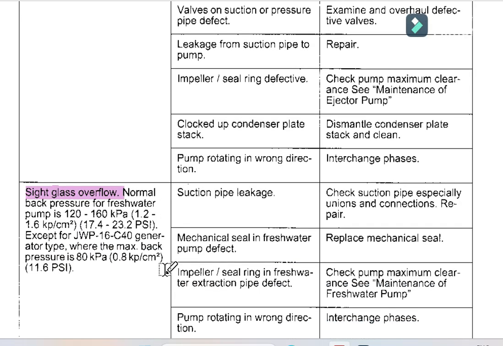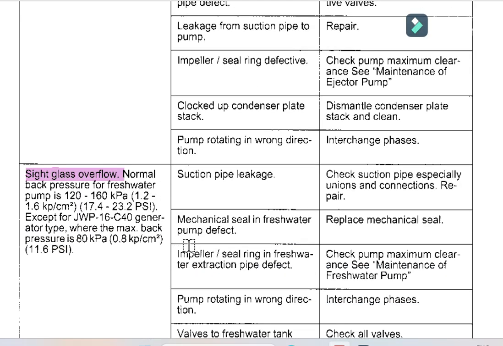Next is side glass overflow. We have the side glass given in the freshwater generator, basically to check the flow. In that case, the normal back pressure of the freshwater pump is approximately 1.2 to 1.6 bar, so if it is more, then it is going to be a problem. So we can see how it is. Suction pipe leakages. If the suction pipe is leaking, it is going to overflow. The suction pipe, especially unions and connections, has to be checked and repaired as required.